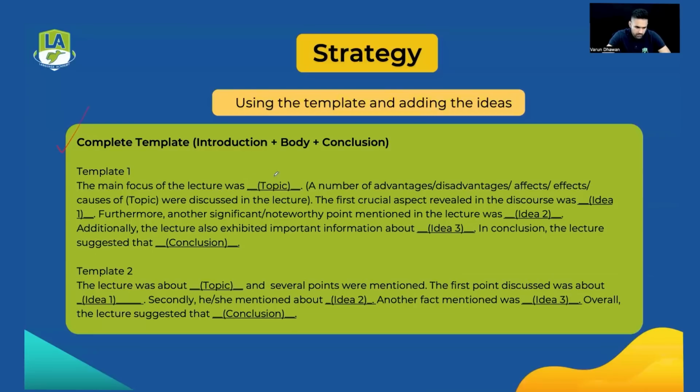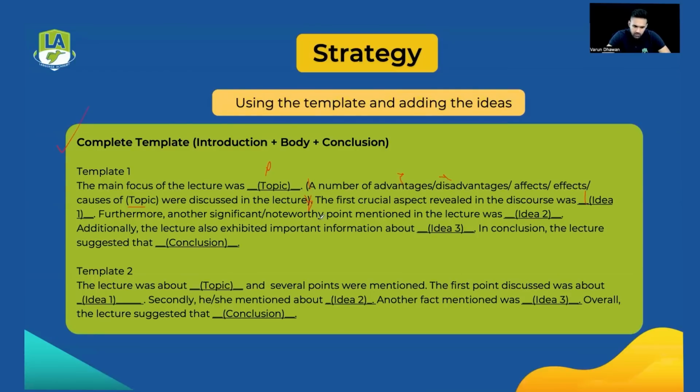The main focus of the lecture was, main topic over here. This is an optional sentence. If you have fewer keywords, you can write this sentence in every summarize spoken text you get. A number of advantages you can mention, or you can write disadvantages, or effects, or causes of the topic were discussed. The first crucial aspect revealed in the discourse was idea number 1, or key point number 1.